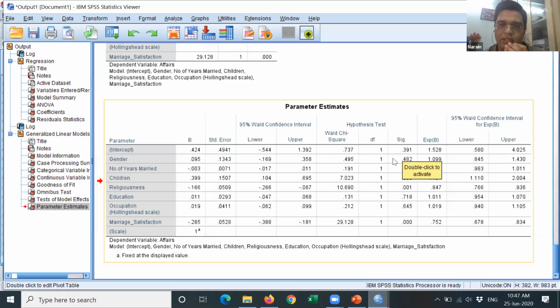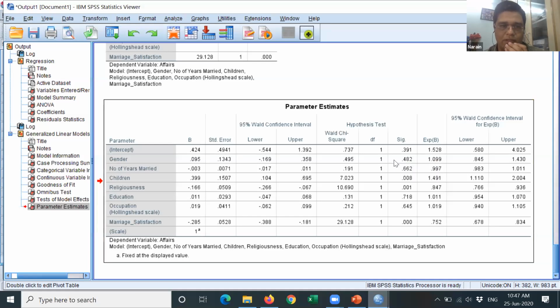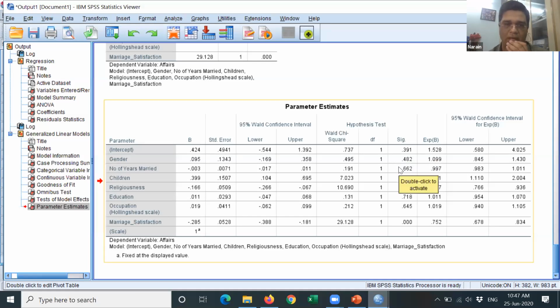Gender is not coming up as significant. Number of years of marriage is also not significant. Sorry, children is coming up as significant, and it has a positive sign. That means if you have children, there's a higher probability that the person will indulge in an extramarital affair. Religiousness has a negative sign and is also significant. So if you are more religious, you are less likely to indulge in an extramarital affair.